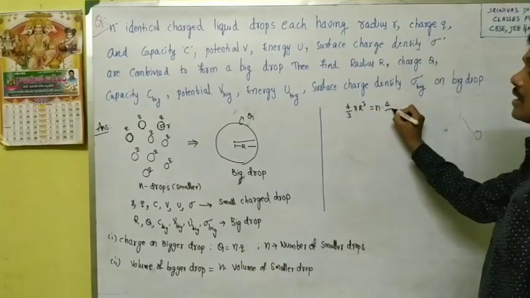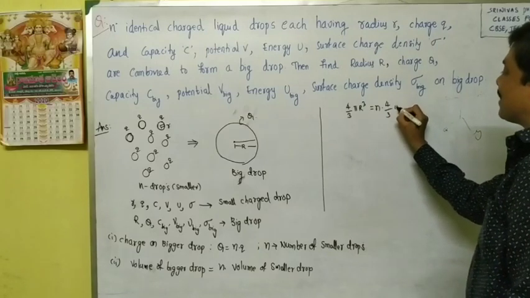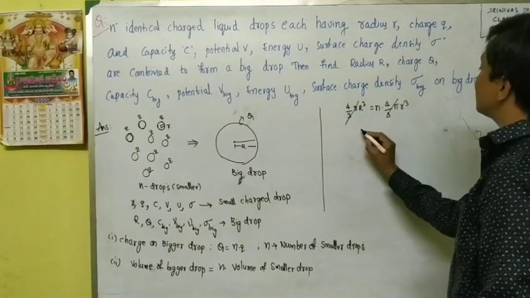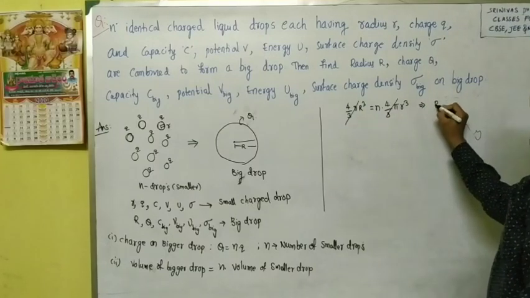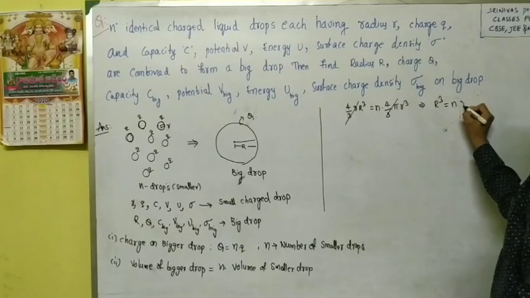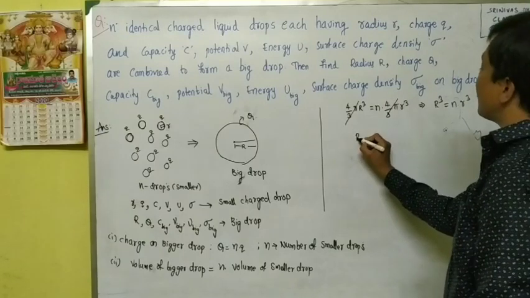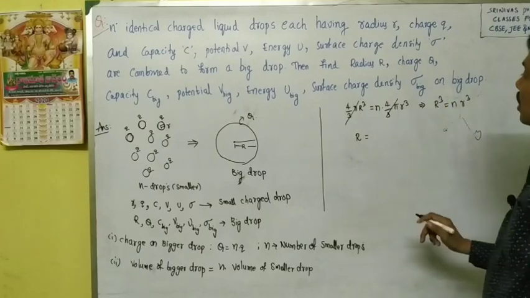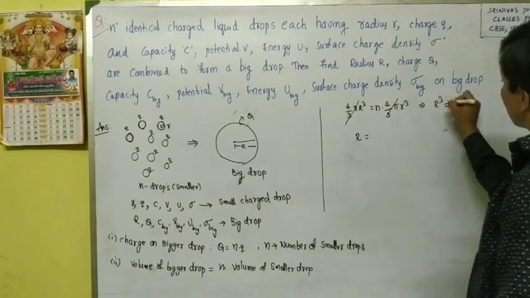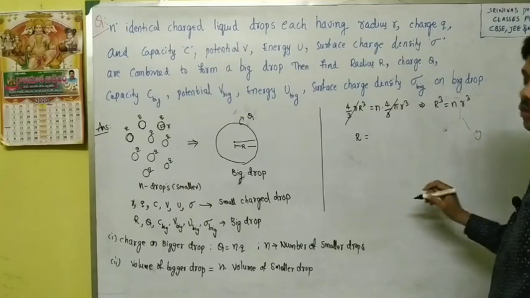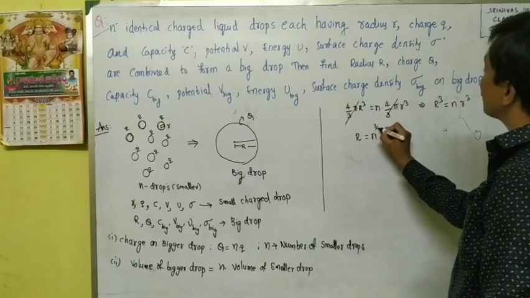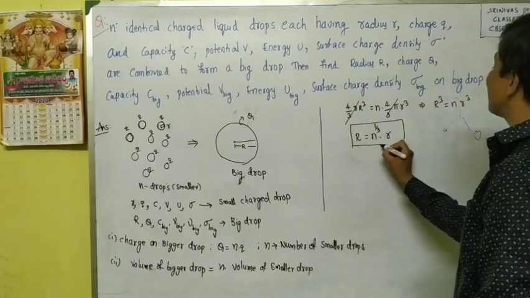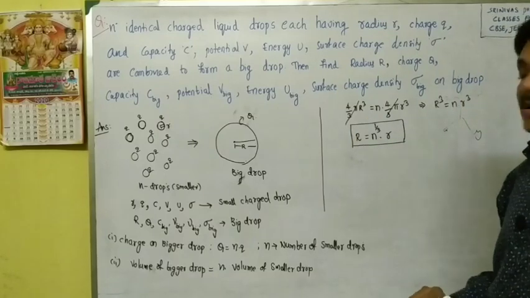What is the volume of the smaller drop? 4 by 3 pi small r cube. Then this will cancel, and we get capital R cube equal to n into small r cube. Now we have to take the power 1 by 3 on both sides, that is, the cube root. Then we get capital R equal to n power 1 by 3 into small r. This is the formula for the radius of the bigger drop.